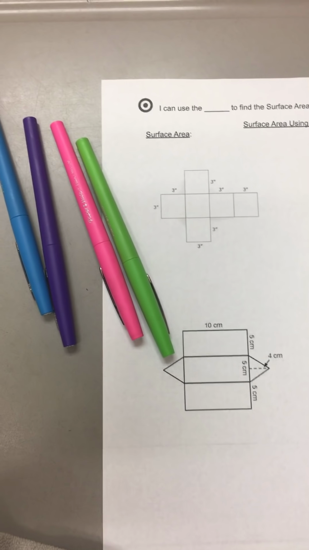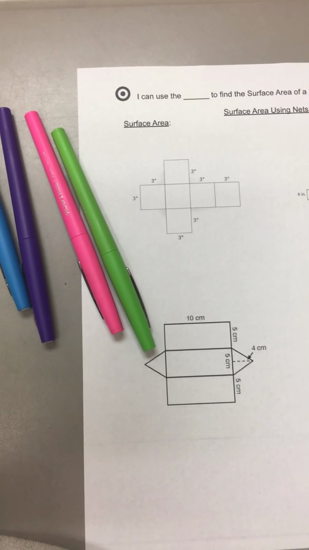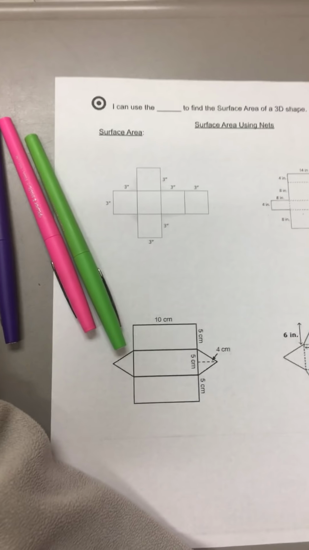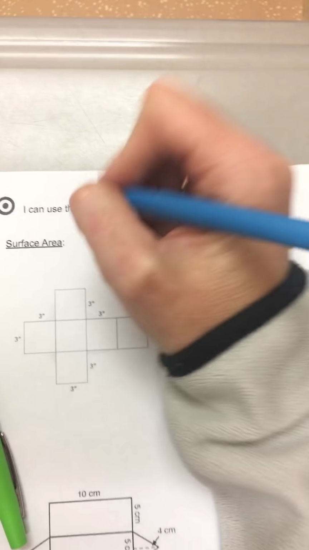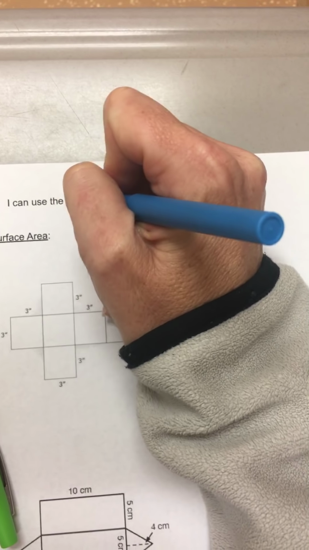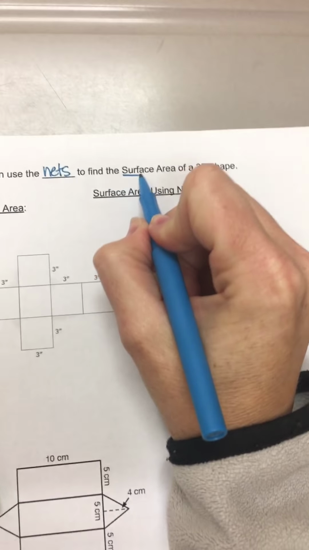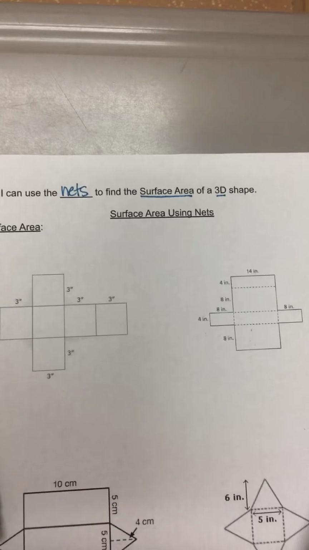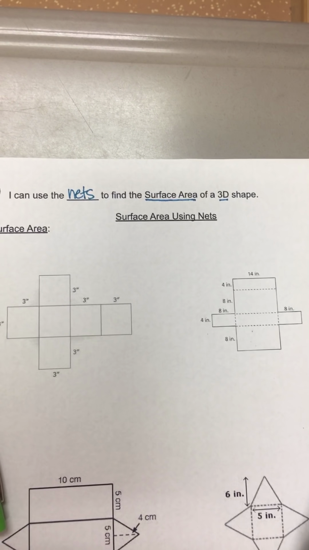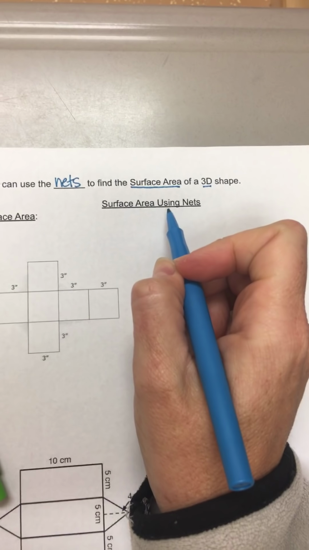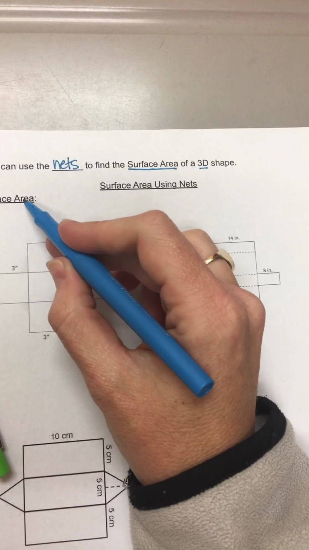So we're going to be working on using nets to find the surface area of a 3-dimensional shape. So the learning target at the top says I can use the nets, and we talked about nets yesterday, to find the surface area of a 3-dimensional shape. So as the title says, we're going to be finding surface area using nets. So it's important for us to know what surface area is.